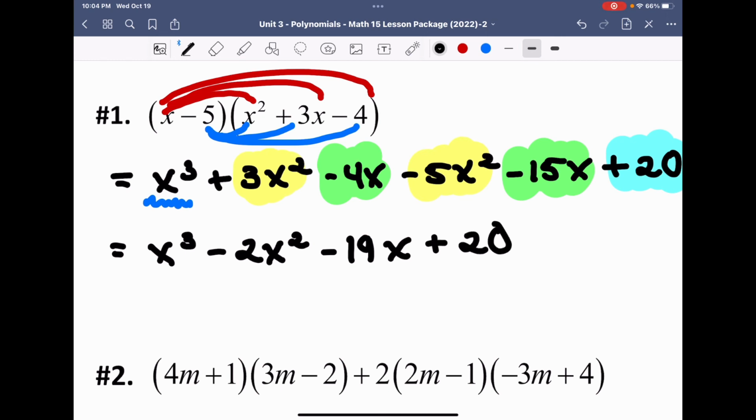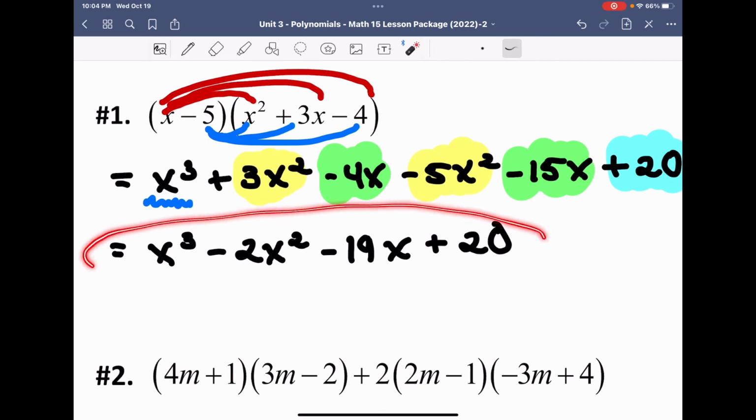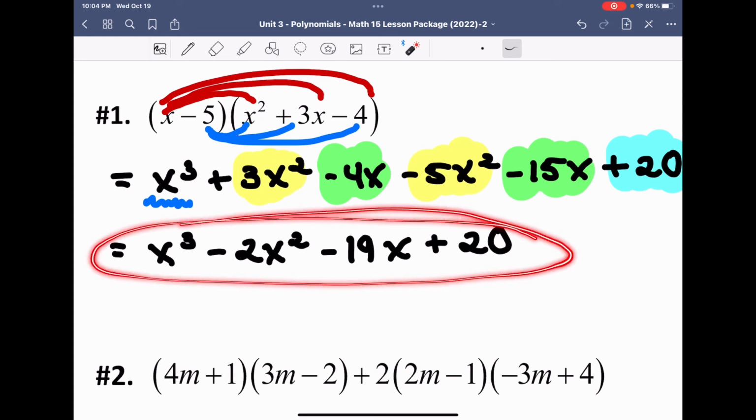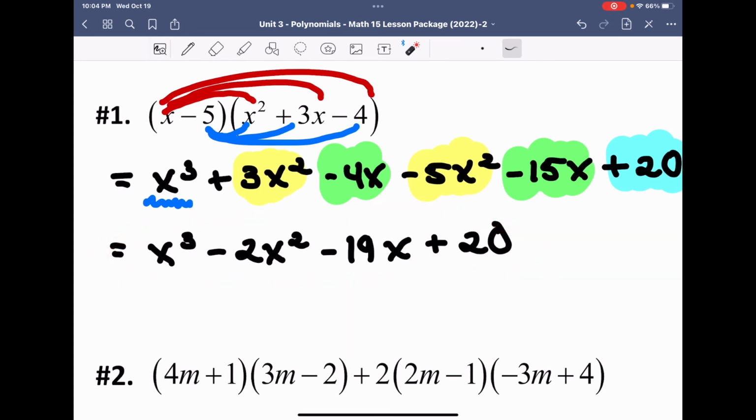There is our polynomial. And we know a 4-term polynomial does not have an actual separate name. It's not like a binomial or a trinomial. If it's 4 or more terms involved in the polynomial, we just call it a polynomial. So this is totally a legitimate answer here.